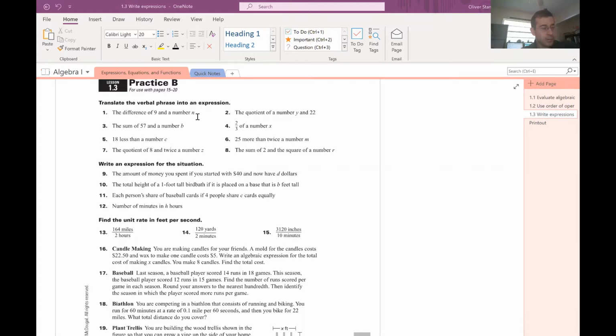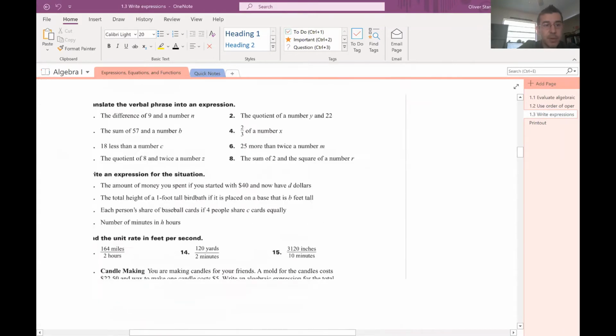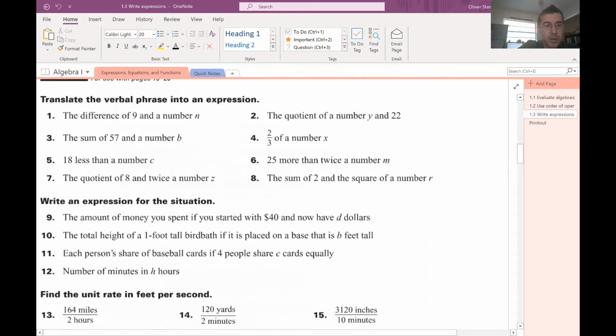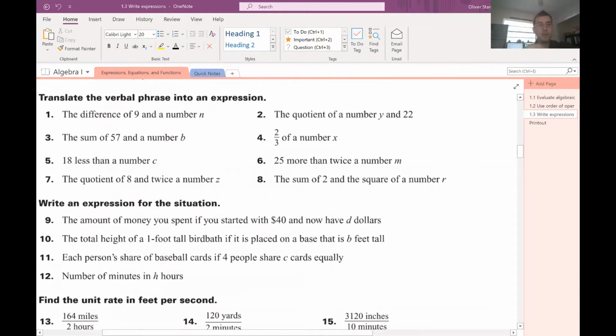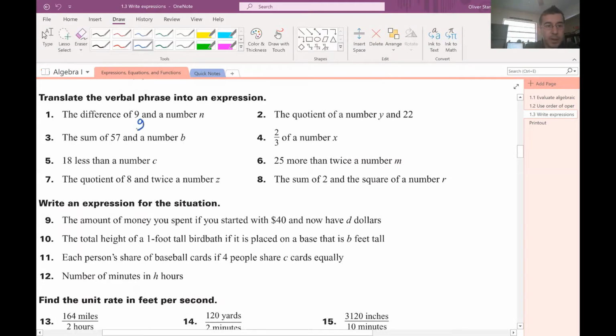So let's start. The first question, questions 1 to 8, is to translate the verbal phrase into an expression. The first one is the difference of 9 and a number n, which can be written as 9 minus n, because anytime you see a difference, that means subtraction. So this is the expression 9 minus n.